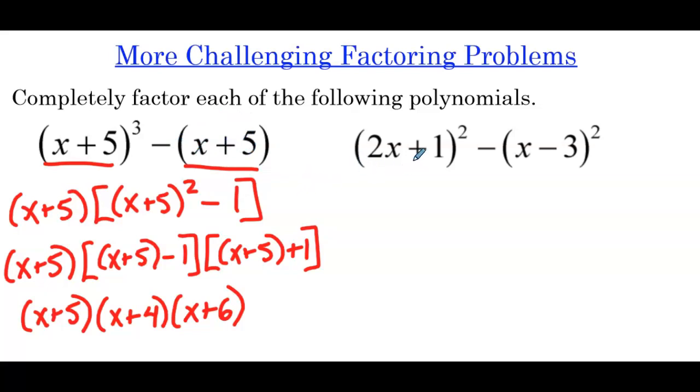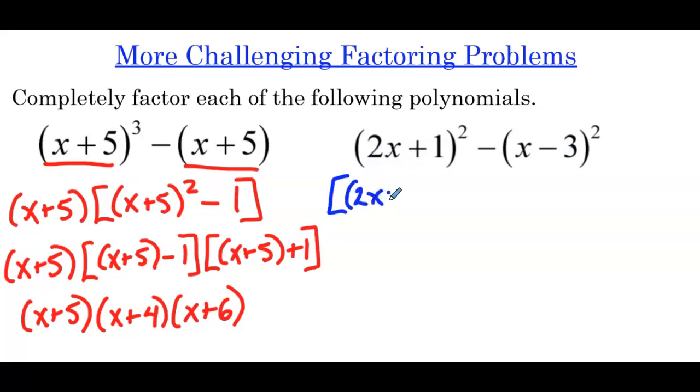Next, we have (2x + 1)^2 minus (x - 3)^2. So there is no greatest common factor that we can take out, so we move to the next step. Do we see any other factoring techniques that we can use? Well, if we look at this as the difference of two terms, what we should notice is that each of these terms is a perfect square, similar to the example that we just completed. So we can factor this with the difference of two squares.